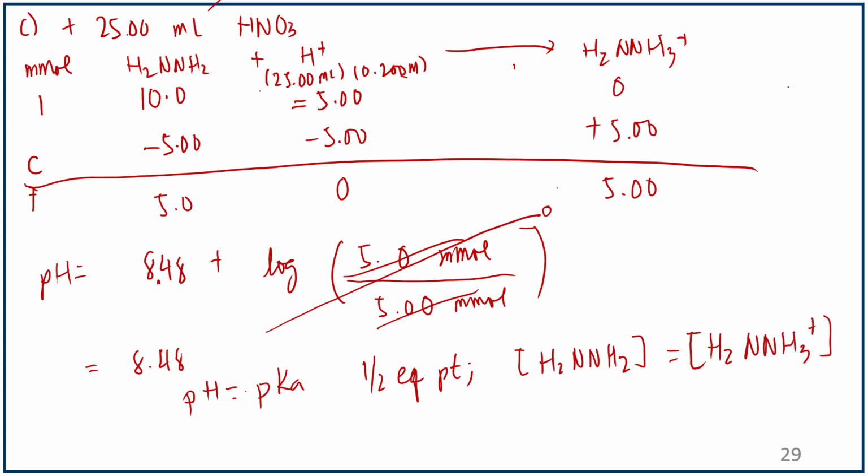All right. And then past that half the equivalence point, we have letter D, wherein we have added a total of 40.00 ml of nitric acid. So at this point, again, the proton from nitric acid will still react with hydrazine. So another ICF table.